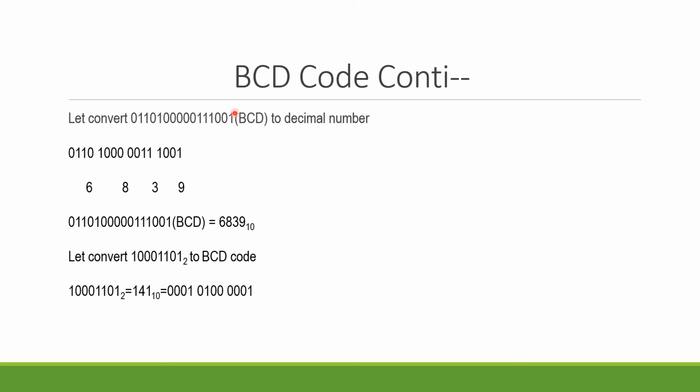We are going to group the bits into groups of 4. See, this is one group of 4, then another group of 4, then another, and one more group of 4. We simply make the groups of 4, and for this, 1001 is 9, 0011 is 3, 1000 is 8, and 0110 is 6. So the given BCD number is equal to 6839 decimal.